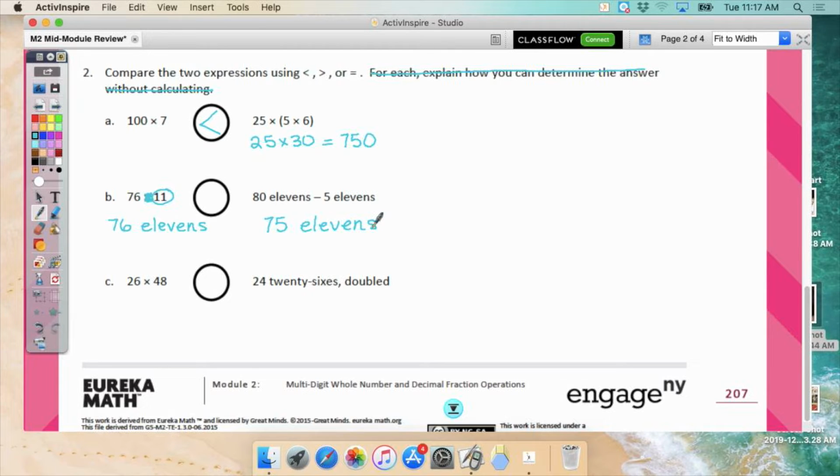Which one's larger, 76 or 75? 76. Okay. I think it's 12s on your test tomorrow instead of 11s. No. Okay. Doesn't matter.